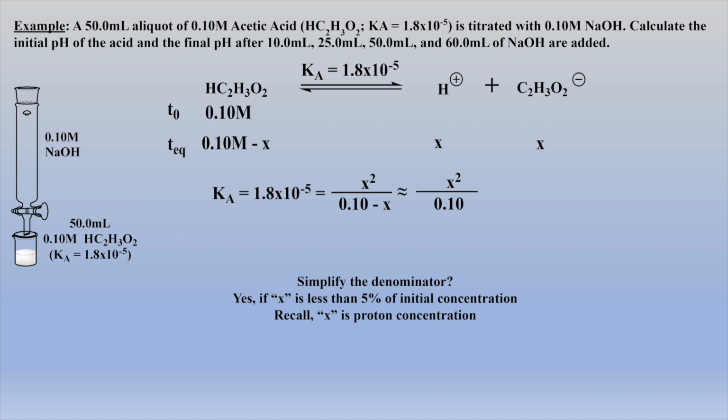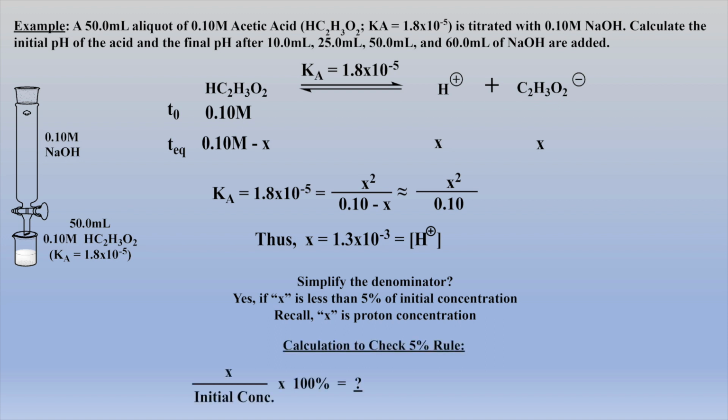Interestingly, the 5% rule arises due to the fact that Ka values are known only to an accuracy of plus or minus 5%. Thus, this approximation should be reasonable. In addition, when one considers significant figure rules of addition and subtraction, the change is often negligible when compared to the initial concentration value. X, the proton concentration, is now easily calculated when compared to a quadratic calculation.